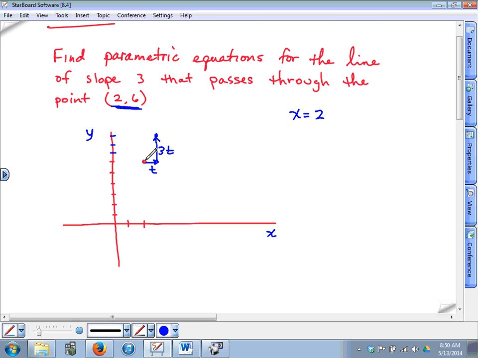Now, in order to go from this point that we started with up to the second point, we had to add t to the x part of that. Do you guys agree? We added t in the horizontal, so it has to add to x. Now, the y part of our point was equal to 6. What did we have to add to the vertical component? We added t to the horizontal. What did we add to the vertical? 3t. And those are your parametric equations. They're pretty easy to find.